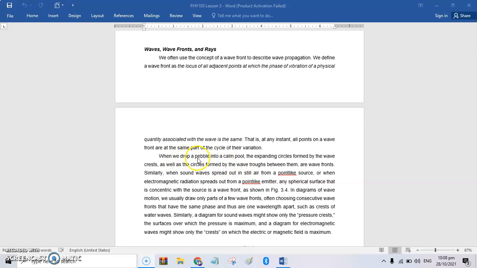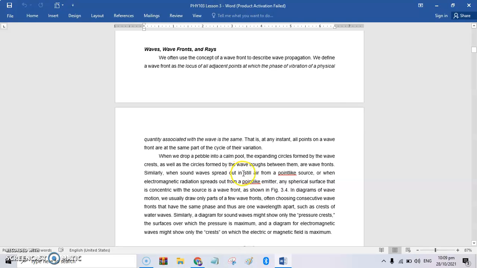For example, when we drop a pebble into a calm pool, the expanding circles formed by the wave crests, as well as the circles formed by the wave troughs between them, are called wave fronts. An example of that is this. Do you see those circles? The wave will look like this. It has crests and troughs. And what we call that bulge is the wave front. There it is, the wave front and the wave crest. In this area, wave front, wave crest, and so on.